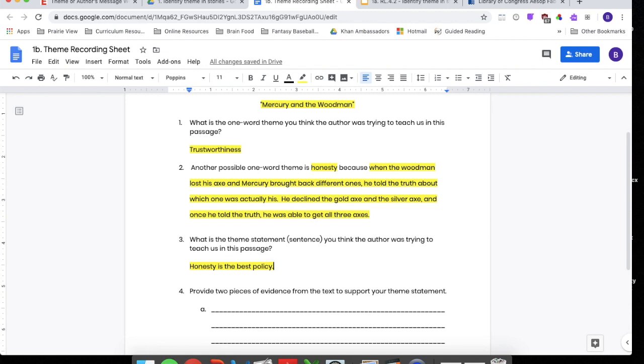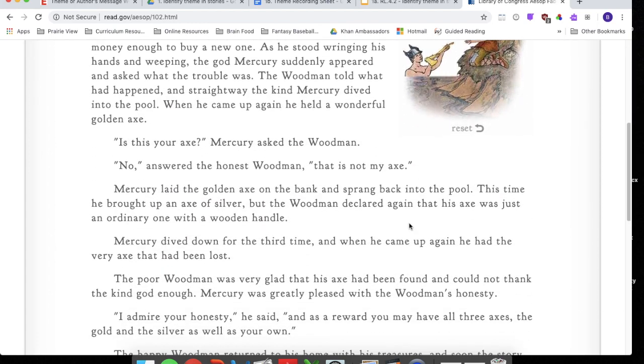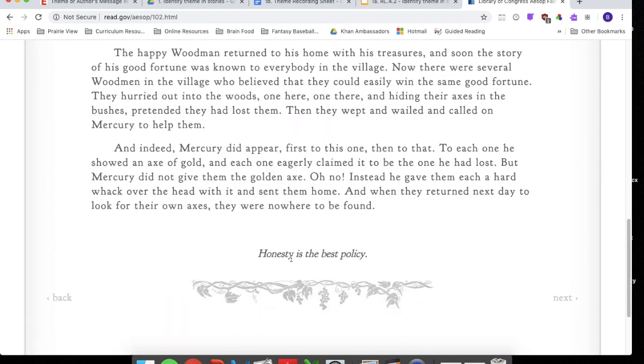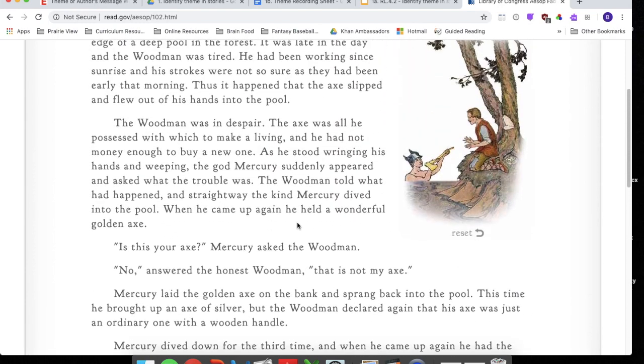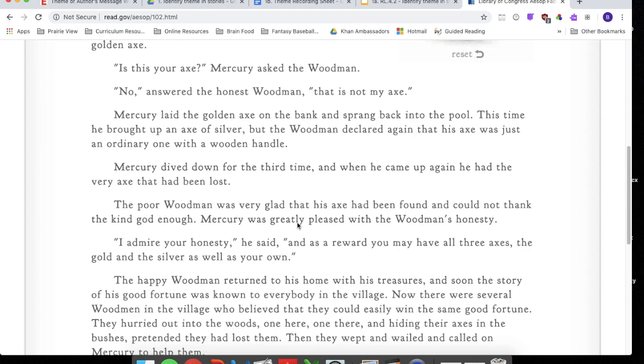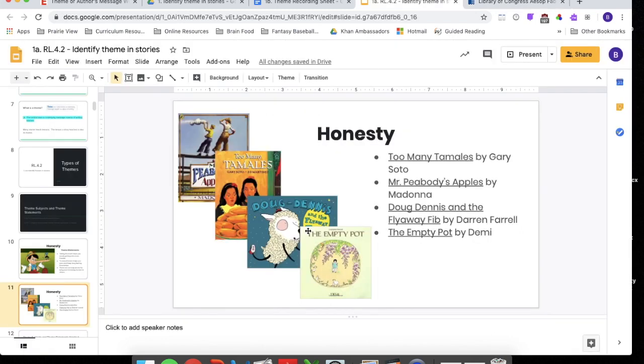Now, my hope is that you jump back onto this website and you explore some more of these Aesop's fables. But as a little hint, if you go all the way to the bottom, you're going to notice that at the very bottom, he's also included a theme statement for you. And honesty is the best policy is the same one that I used. So many times in many stories, almost all stories, you're going to be able to figure out the theme. But in these fables, it's going to tell you right down there. So you can see if your idea of a theme statement matches that.